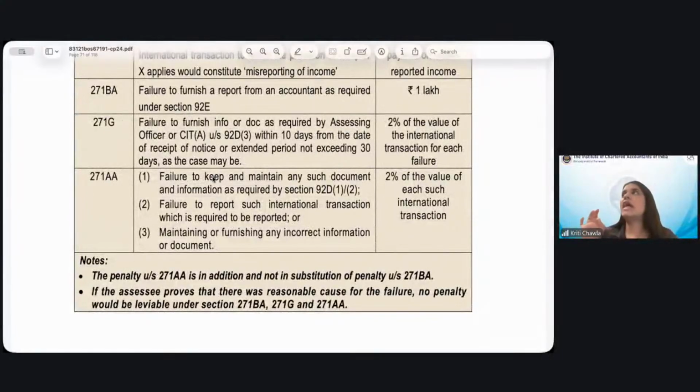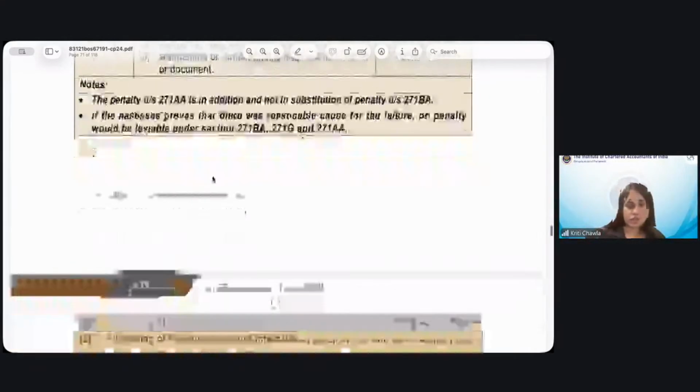Then if you don't have the documentation provided in section 92D, if you don't keep and maintain that particular documentation, TP study, etc., there is a penalty there also, 2%. If you don't report an international transaction which is required to be reported, or if you furnish and maintain incorrect information, there is a penalty of 2% of the value of the international transaction.